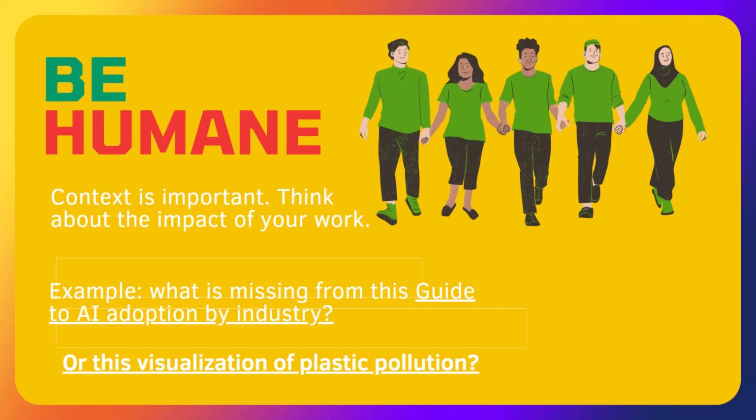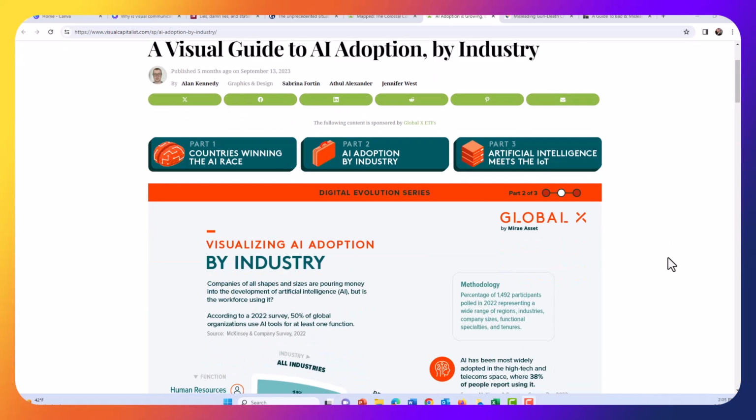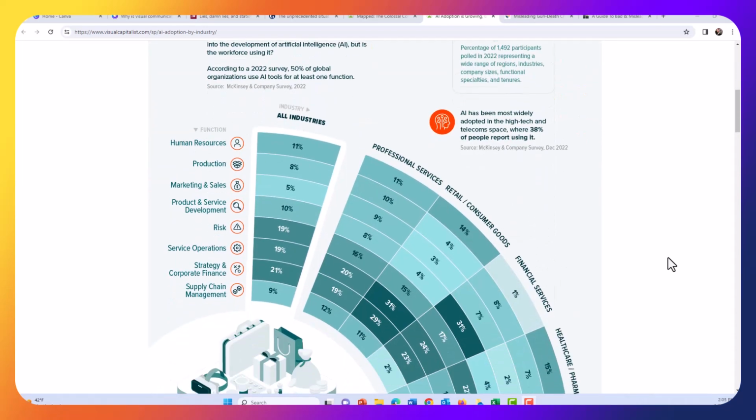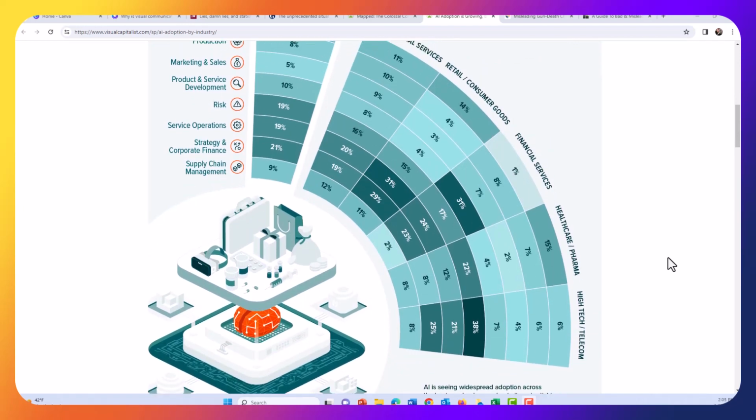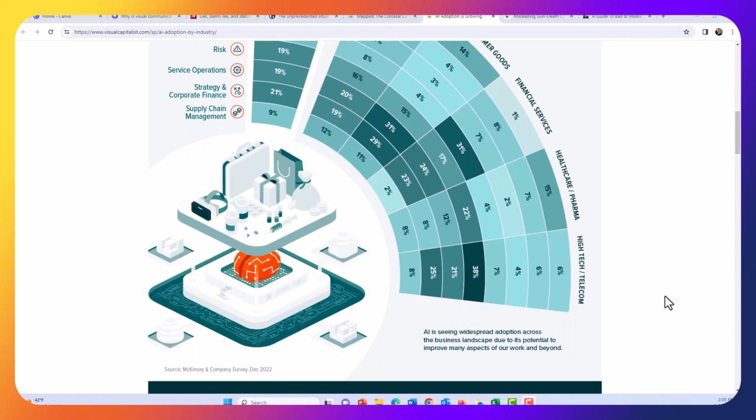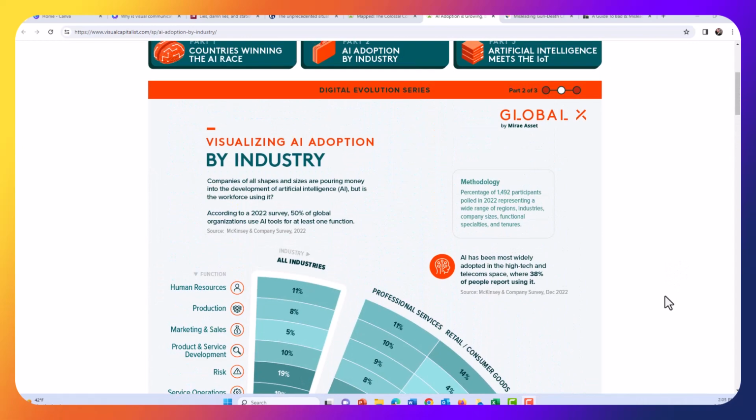Think about how people will be impacted by this data. For example, take a look at this Guide to AI Adoption by Visual Capitalist. What or whom is missing here? The people impacted by AI adoption in these industries. How many jobs may be lost or gained? How does this impact health and safety of real people?